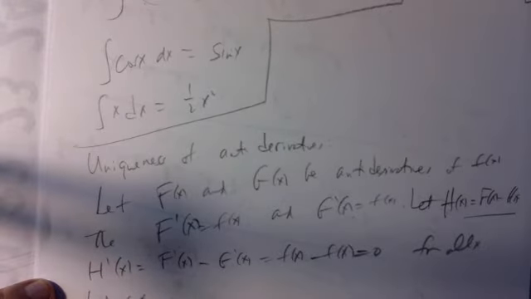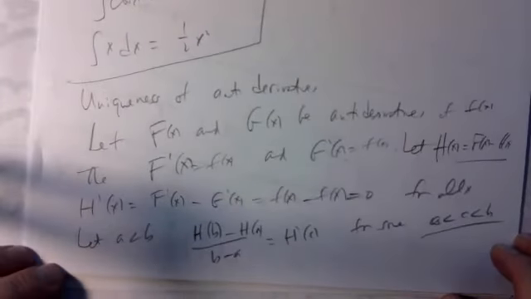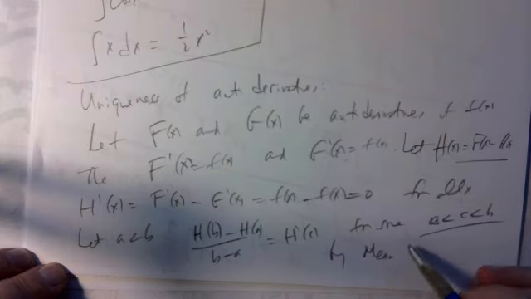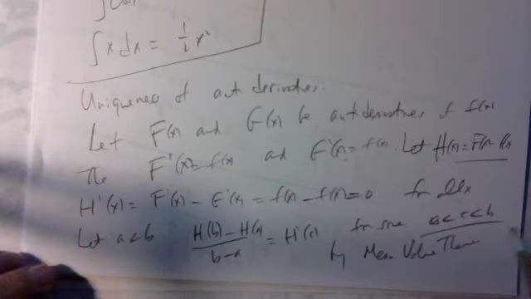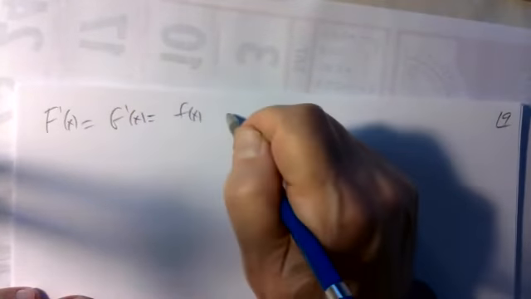Suppose you take two numbers, a and b, let's say a less than b. Then h of b minus h of a over b minus a is h prime of c for some c between a and b by the mean value theorem. So let me write this down again on a new sheet of paper. We have functions capital F and capital G, and F prime of x and G prime of x are equal to some function f of x on some interval I.